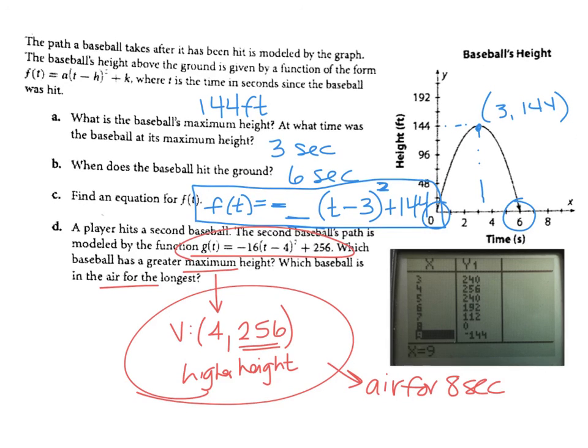All right, and it actually did work out there. It won't always work out that way, so always check that in your calculator, but it looks like at 8 seconds here, we're back to 0. That means we're hitting the ground after 8 seconds. So obviously this second ball is going to go higher and be in the air longer. All right.